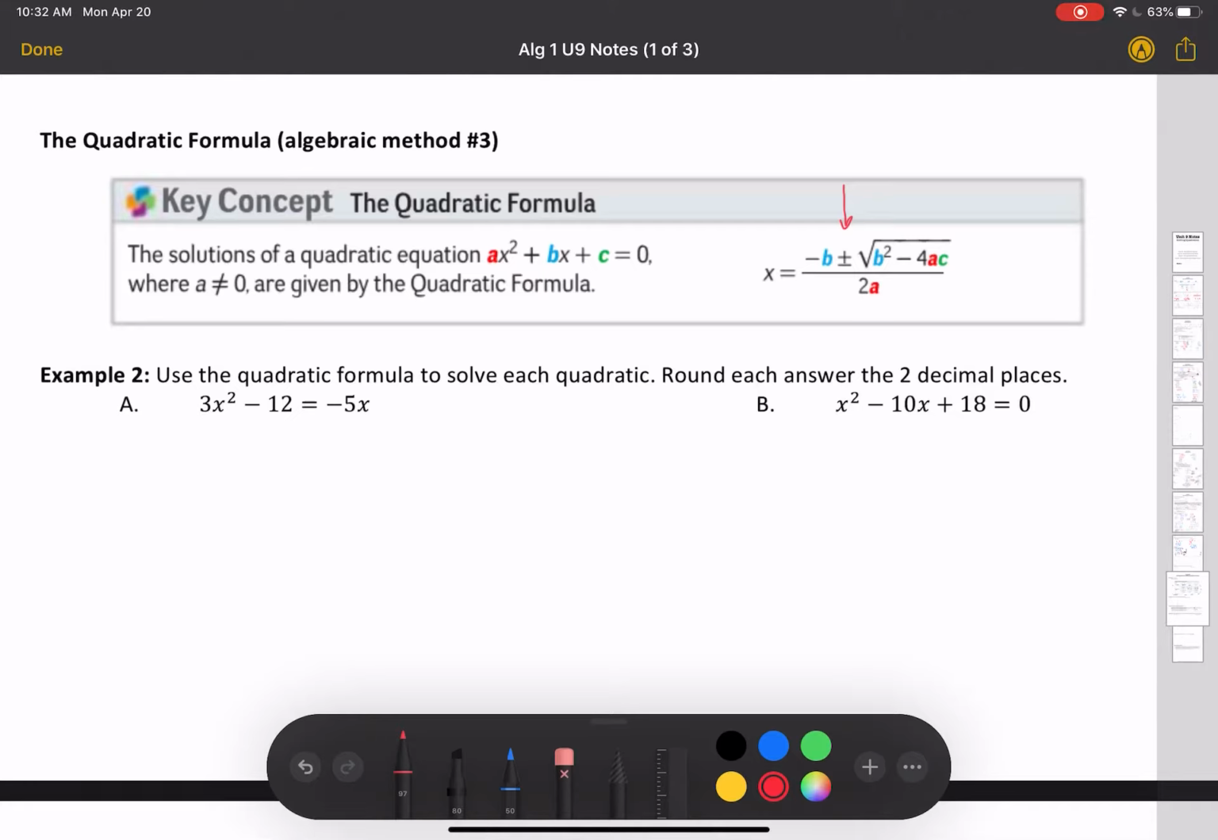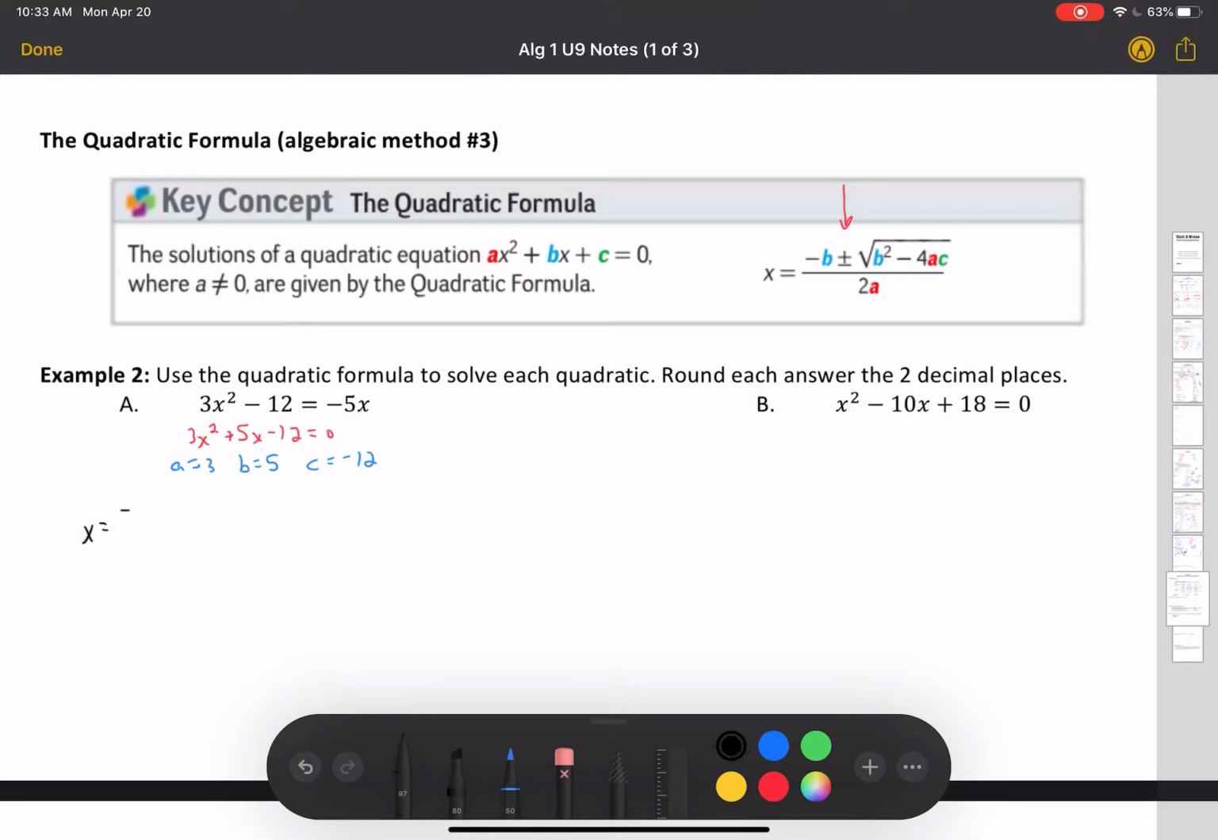Let's figure out how I can use the quadratic formula. So we've got 3x squared minus 12x equals negative 5x. That's not in standard form yet. It's not set equal to 0. So I'm going to get that set equal to 0. And then I have my a value of 3, my b value of 5, and my c value of negative 12. Okay, now I can go straight into the quadratic formula.